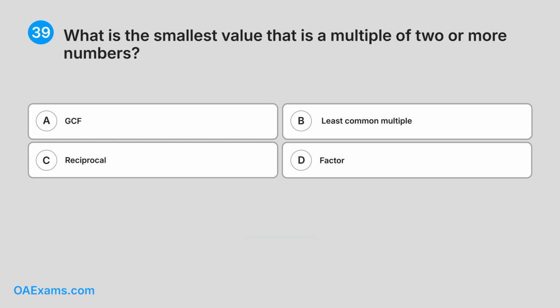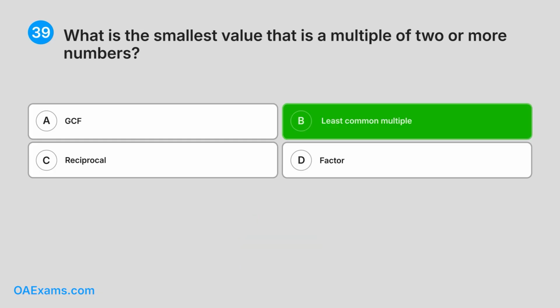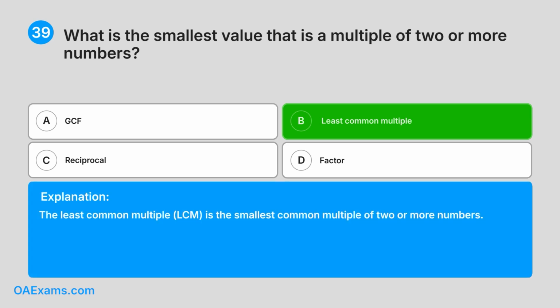Correct answer. B. Least common multiple. Explanation. The least common multiple, LCM, is the smallest common multiple of two or more numbers.